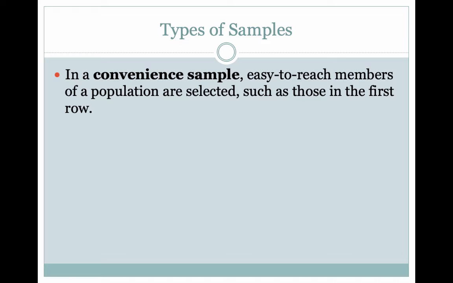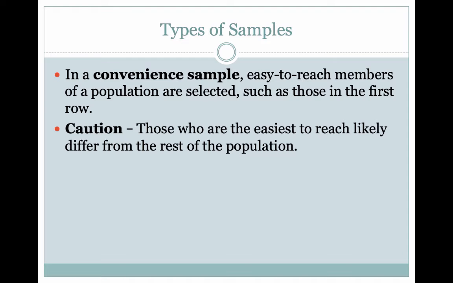those in the first row. Well, those who are the easiest to reach are likely different from the rest of the population. So let's use the first row example. If you were going to talk to people at a concert about how much they like the artist, well, people who are willing to pay money to be in the first row are systematically going to have a higher opinion than perhaps people who sit in the back row.